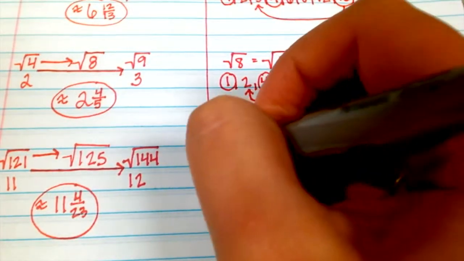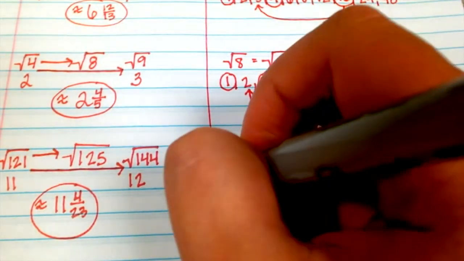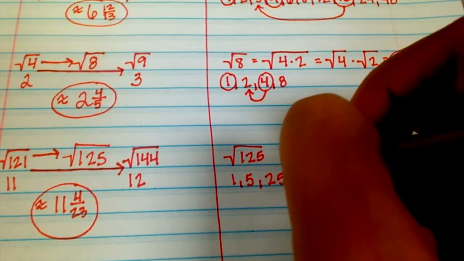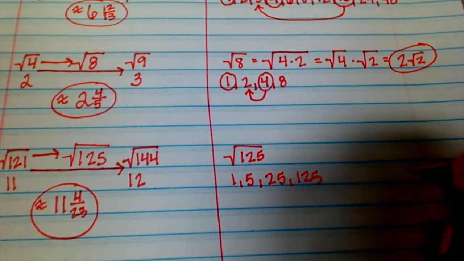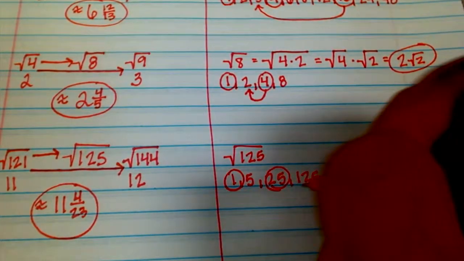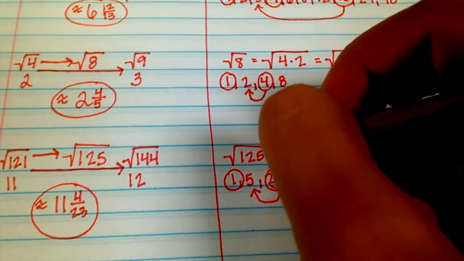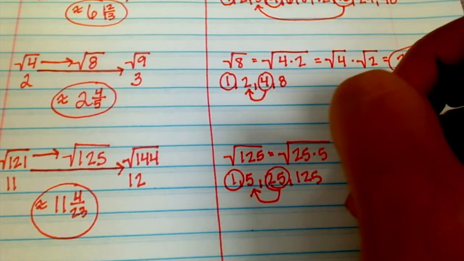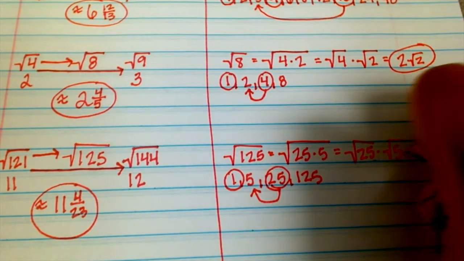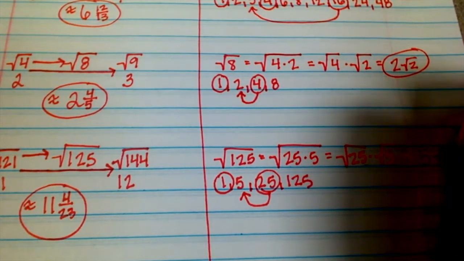The square root of 125, the factors for 125 are 1, 5, 25, and 125. The perfect squares are 1 and 25. 25 times 5. So this is the square root of 25 times 5. We bust that apart. And we get, what is the square root of 25? 5. So we get 5 times the square root of 5.